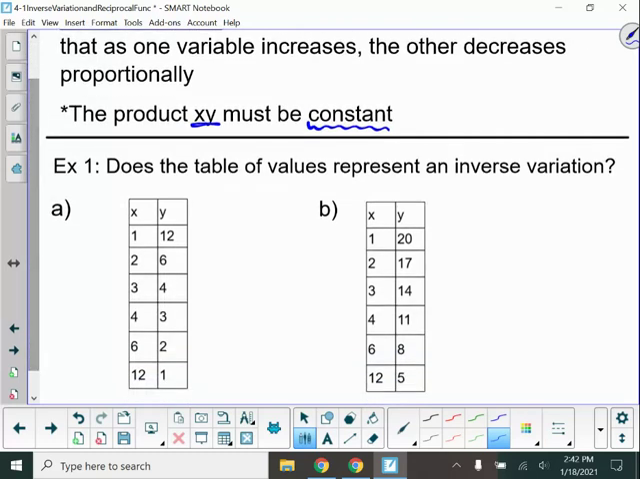If we look down here at part A, if I multiply my x's and y's together, 1 times 12 is 12, 2 times 6 is 12, 3 times 4 is also 12, 4 times 3, 6 times 2, 12 times 1. Those all give me 12. So yes, this does represent an inverse variation.